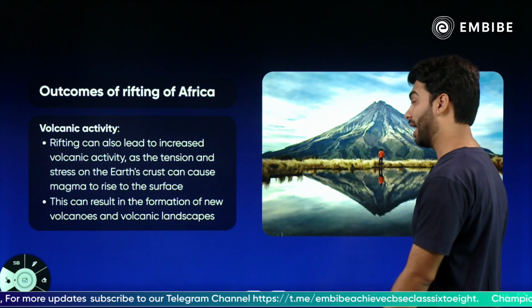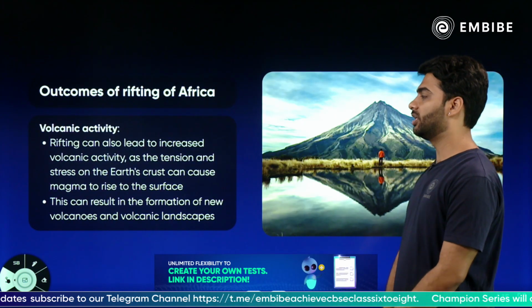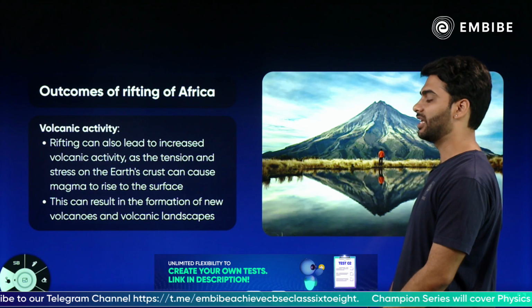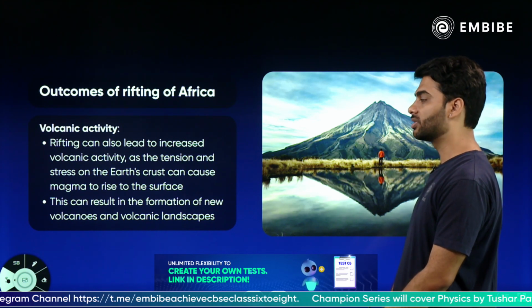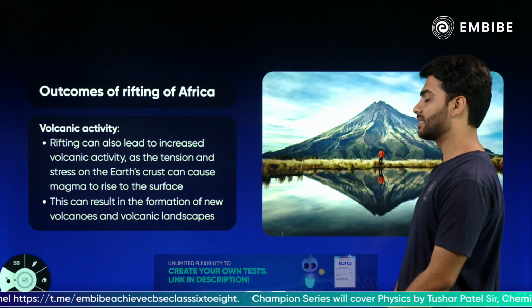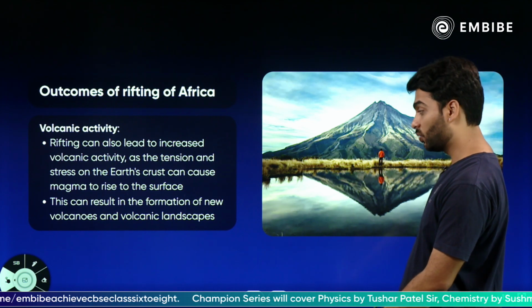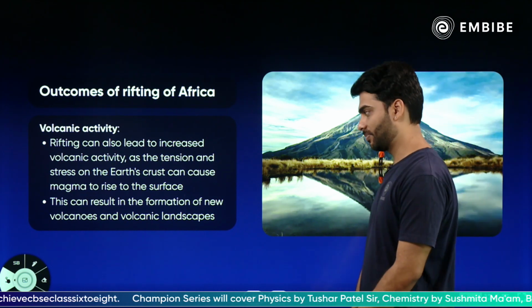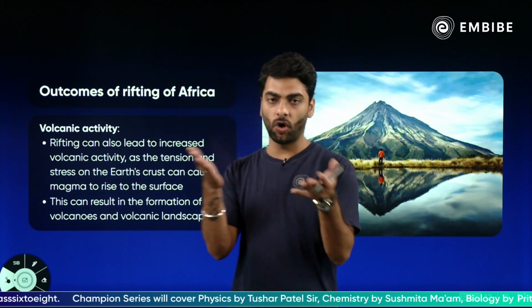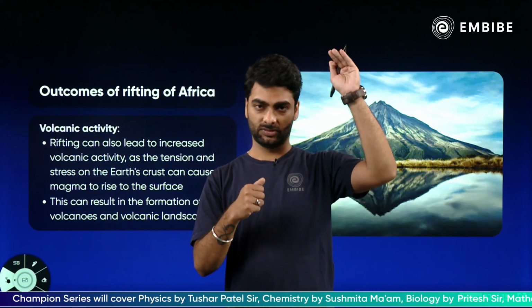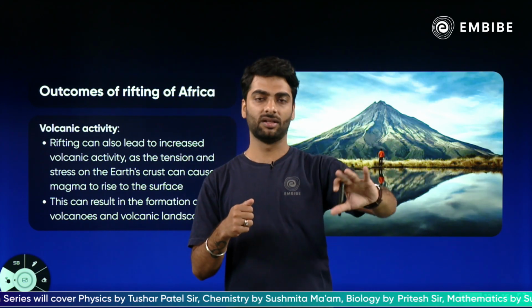And also volcanic activity. Rifting can also lead to increased volcanic activity, as the tension and stress on the Earth's crust can cause magma to rise to the surface. This can result in the formation of new volcanoes and volcanic landscapes. So obviously, we all know that Earth has got the crust and then the mantle and then the lava.